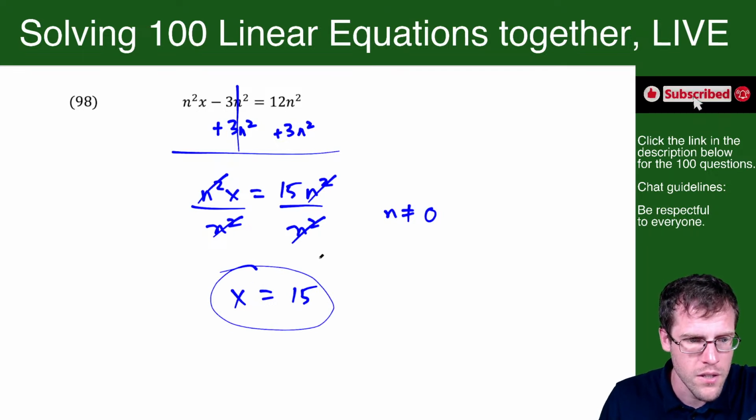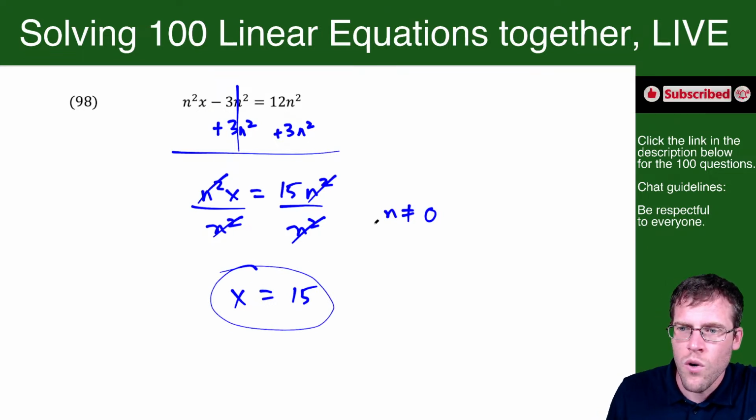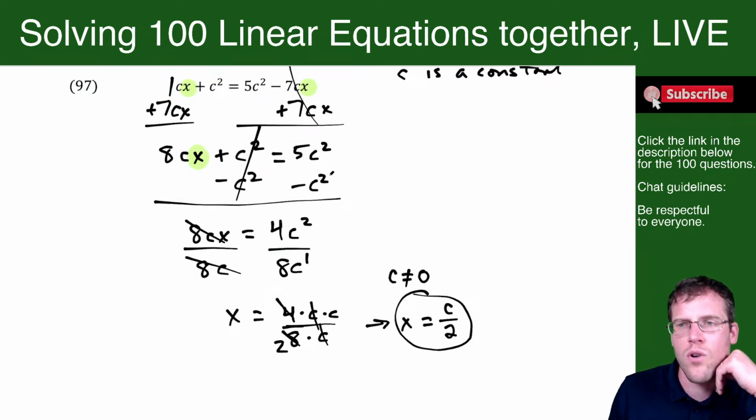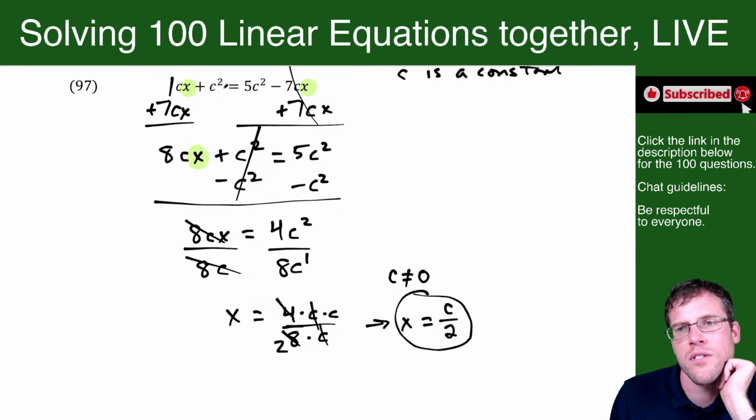Okay? Cool. All right. One thing I want to explore a little bit more here, though, is that if c were equal to 0, we get 0 plus 0 equals 0 minus 0.